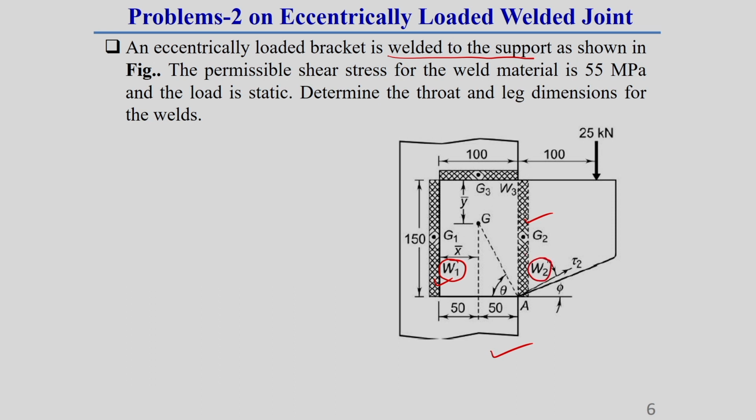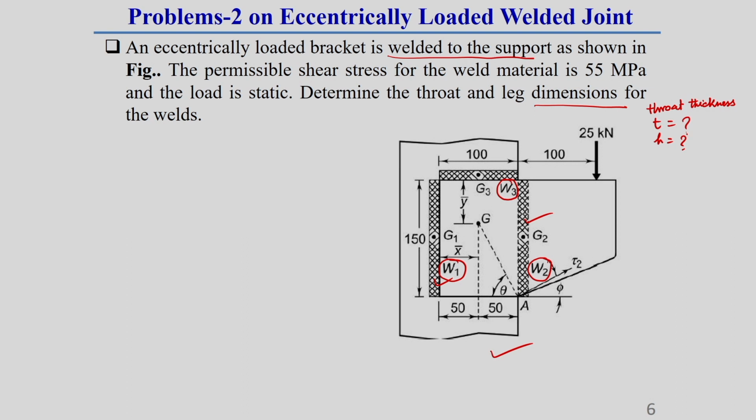And another horizontal weld is also there, which I am representing as W3. So, if the welding is done like this in this bracket, what should be the dimension of this weld? That we have to find out. Dimension of the weld means here also we have to find out the throat thickness t, and also the leg length h.